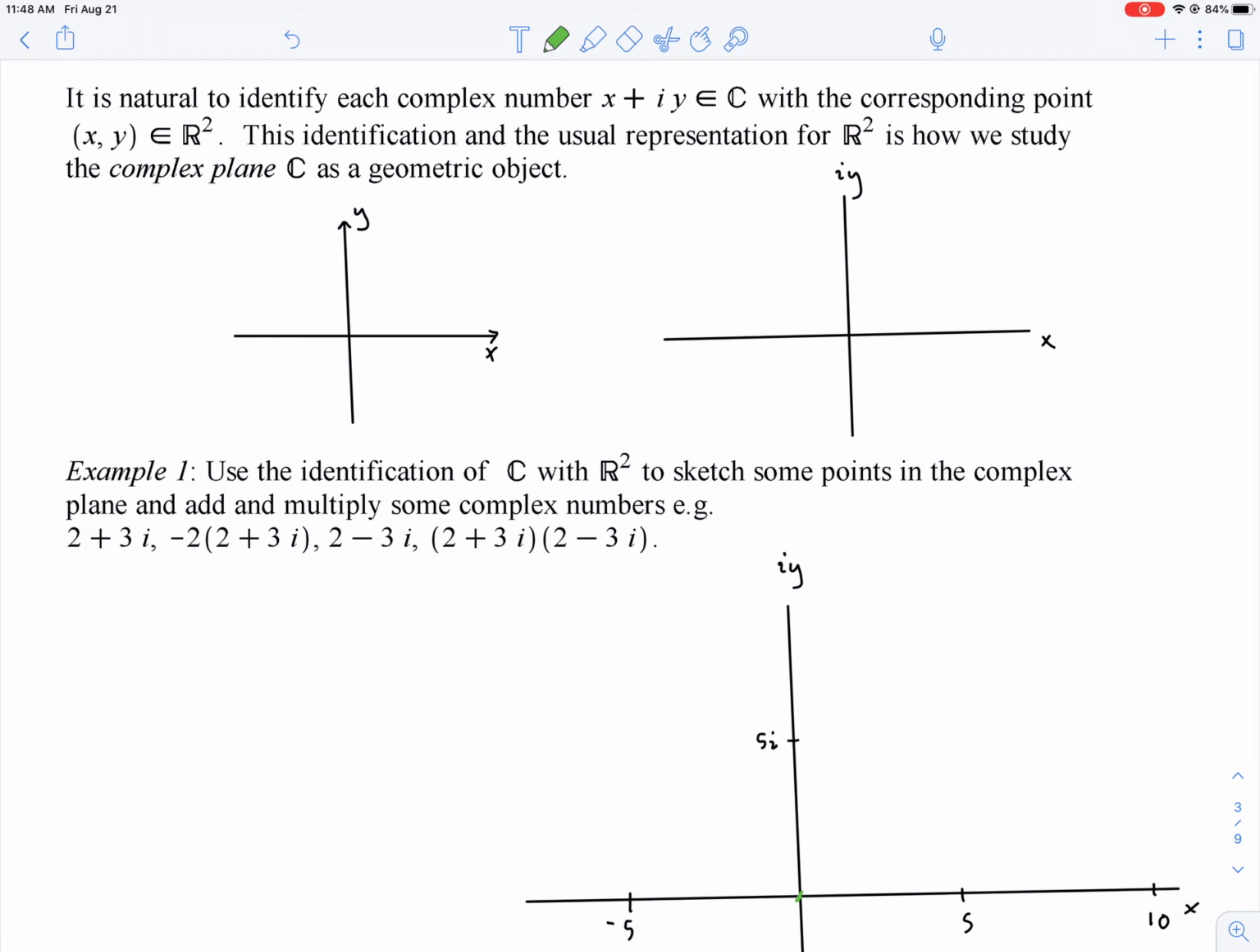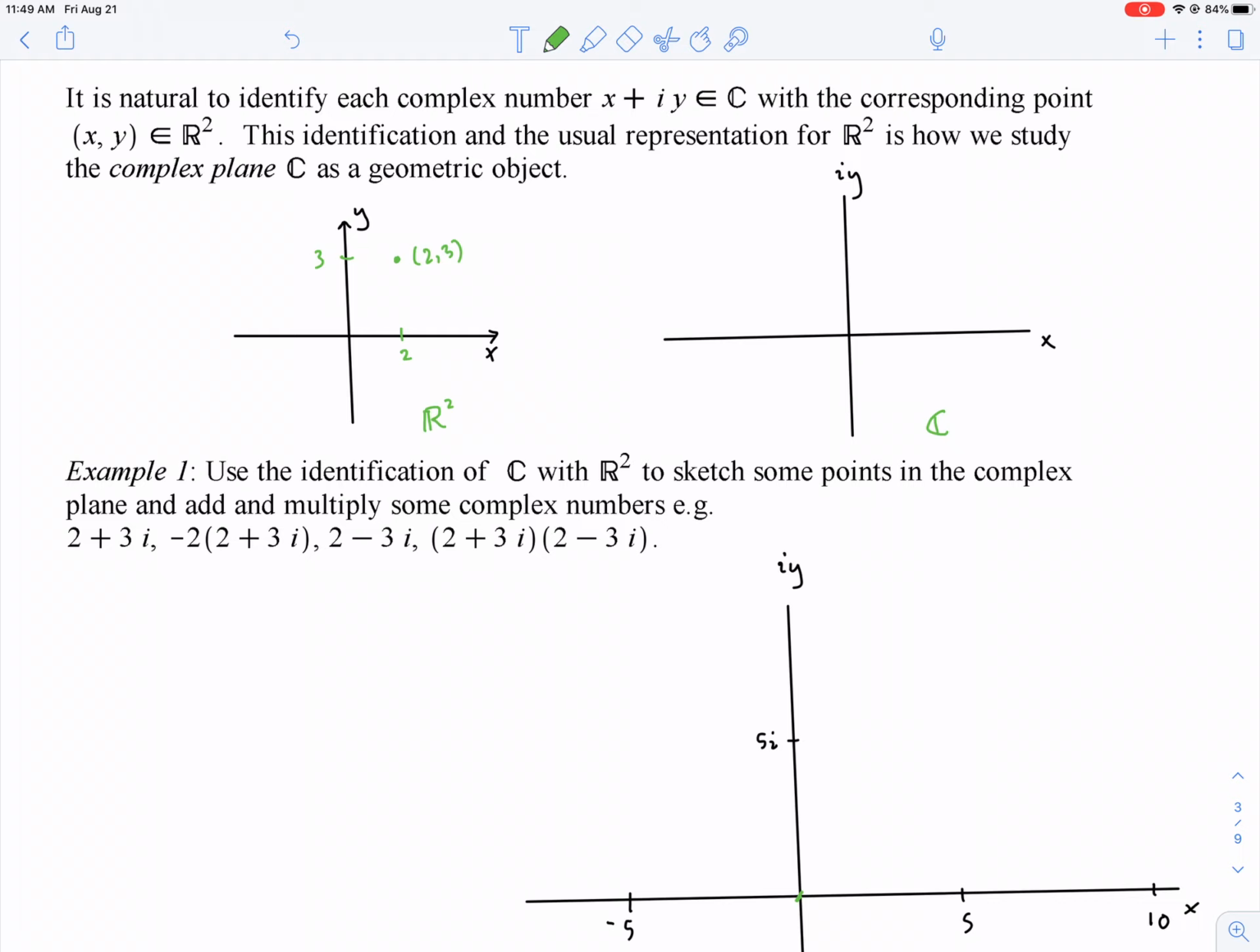Geometrically, we identify the complex plane with R2. So on the left here is a picture of R2. Here's a typical point in R2, maybe (2, 3), where we displace horizontally by 2 and vertically by 3. And we identify that point (2, 3) in R2 with the point 2 plus 3i in the complex plane.